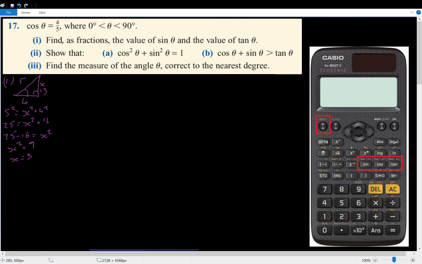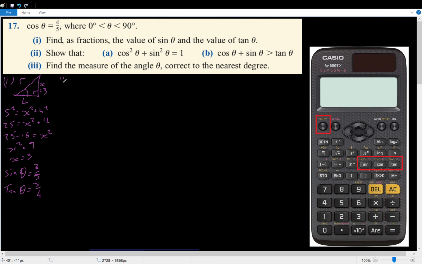we can then get the value for sine theta and tan theta. The sine of an angle is the measure of the side opposite it in a right angle triangle over the hypotenuse. So in this case, our sine theta is going to be equal to 3/5, and our tan theta is going to be equal to the measure of the opposite side over the adjacent side, and that's going to be 3/4, like that. So that's part 1 done.